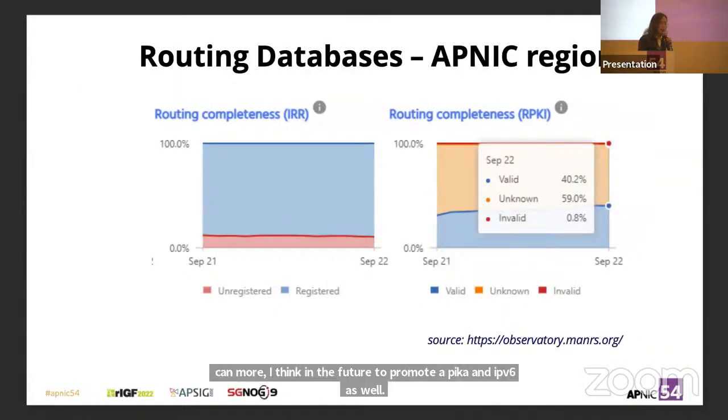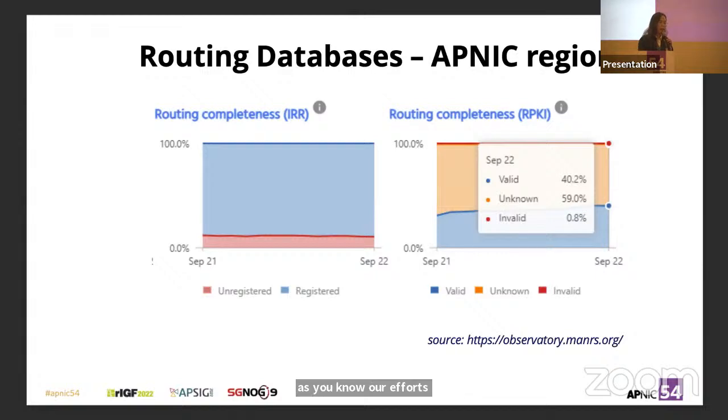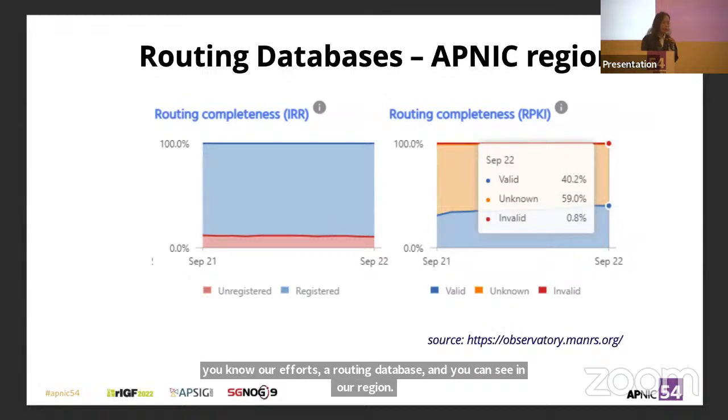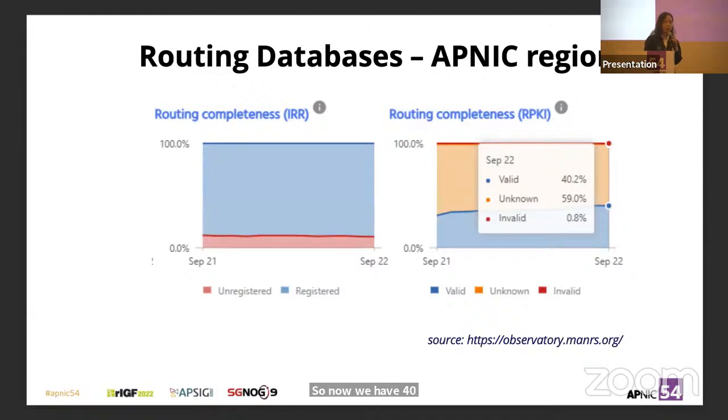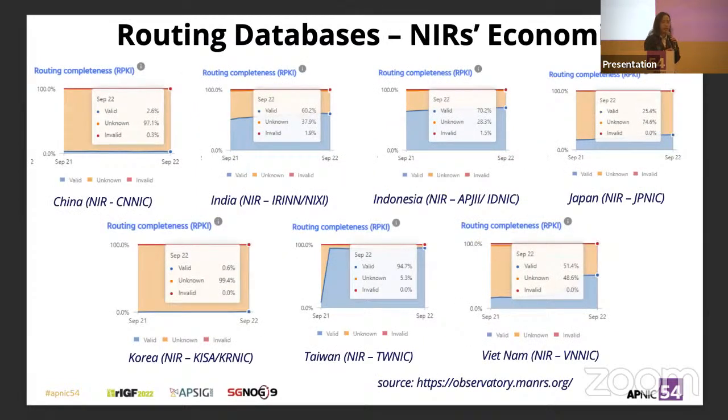As you know, RPKI affects the routing database, and in our region, up to now we have 40% valid ROA. In our community, you can compare the NIRs. In China, the number of valid is more than 2.6%. In India, the number is so good, 60% valid ROA. In Indonesia, I think it's better, 70% valid ROA. In Japan, the number is more than 25% valid ROA.